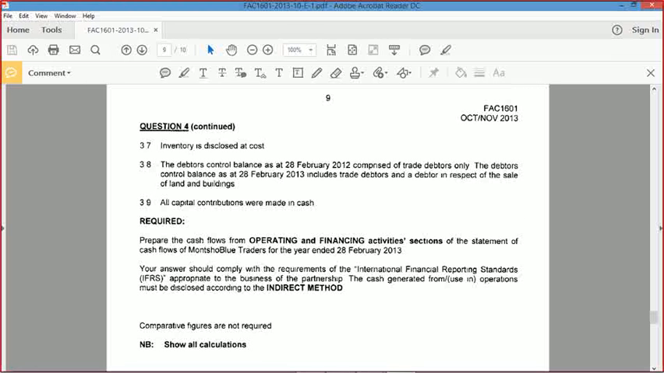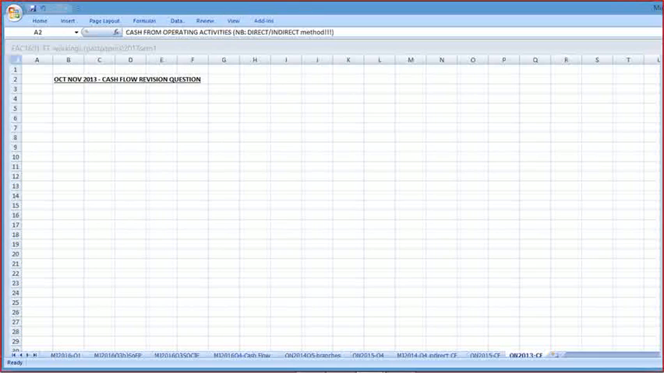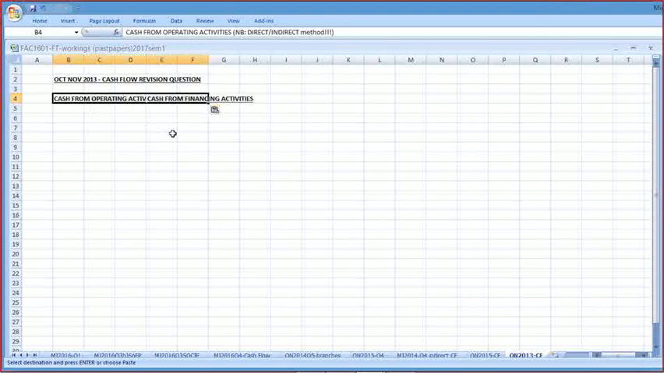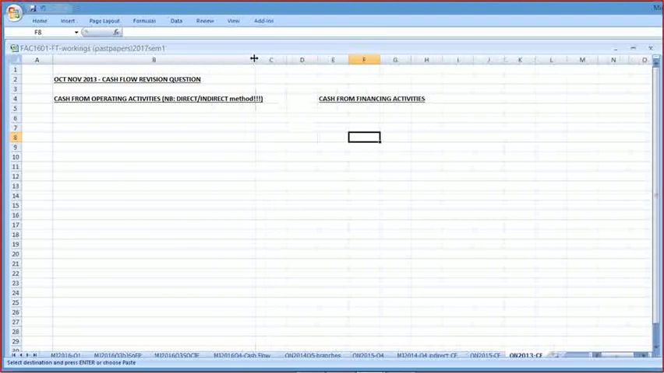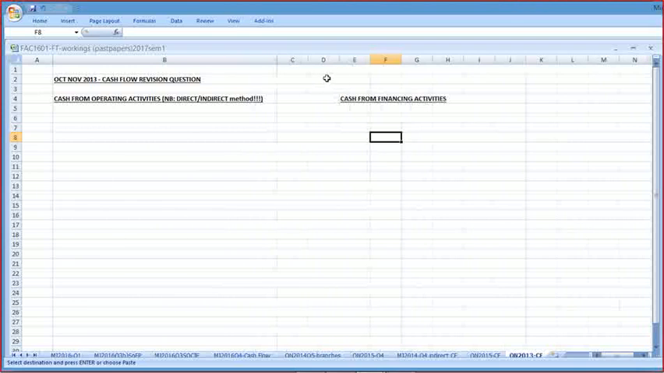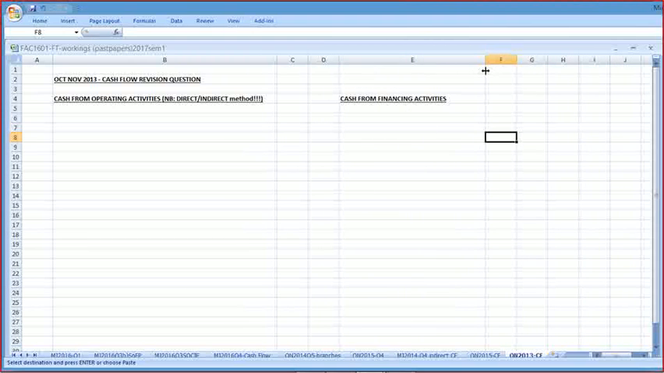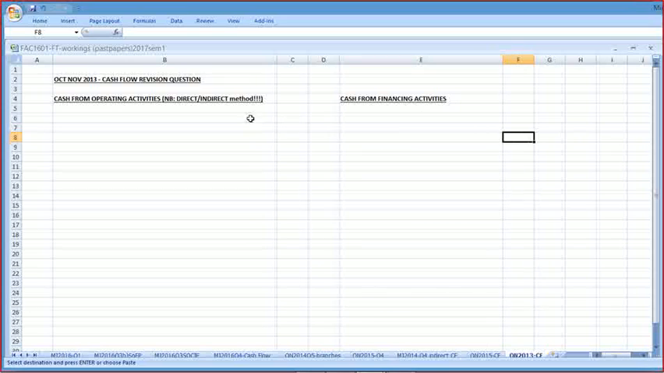Operating. Right, so all we're going to have to do is draw up a heading for what? We're going to have to draw up the headings for cash from operating activities. Then we're going to need profit before tax, then adjustments, and then cash generated from operations and the net cash from operating activities. Okay, good.